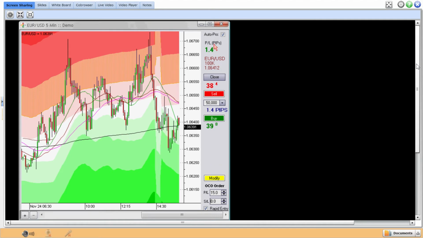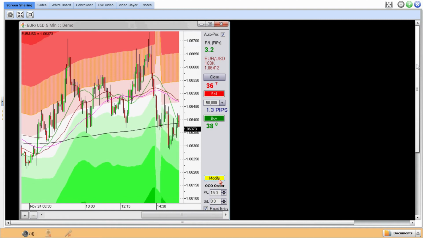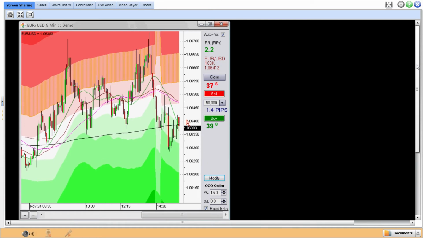Yeah, so I mean, this will obviously get stopped out if I modify this, but again, I'm always ready for the break even part of it. So I'll modify this to break even, and I'll just close the trade there.